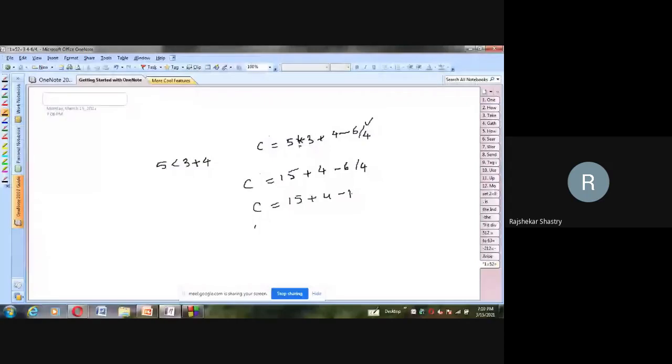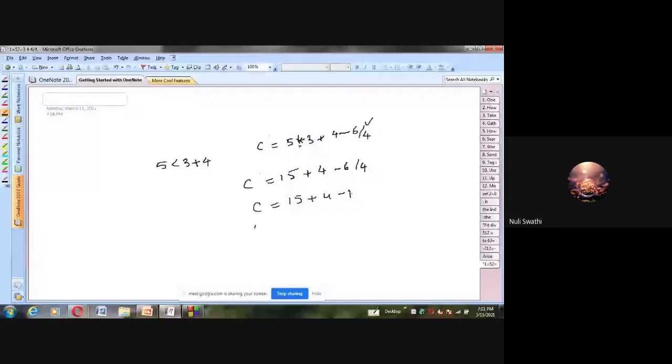Now the second priority operators are over. First of all, we don't have parentheses, so no need to talk about the first priority operator. We only have the second and third priority operators. The second priority operators are executed already, and the resultant expression contains 15 plus 4 minus 1. That means plus and minus are the two operators left, and of course these two are third priority operators.